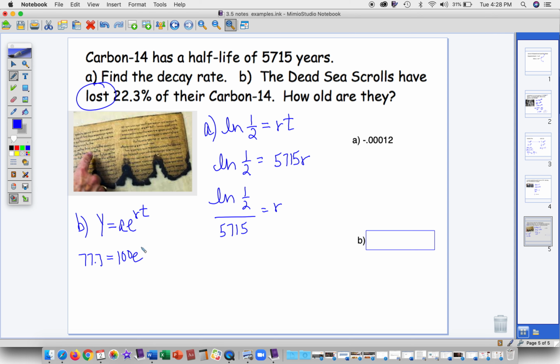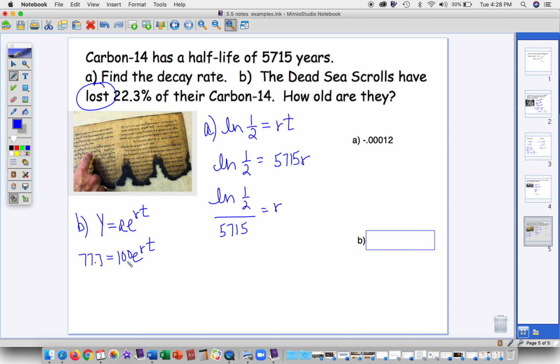Okay, so be careful with the wording of these problems. If it said that this was how much remained, then that's the amount you would use. But when it says that they've lost this amount, you have to subtract that percentage from 100 to get what remains, because Y is always, again, that end population or that end amount.